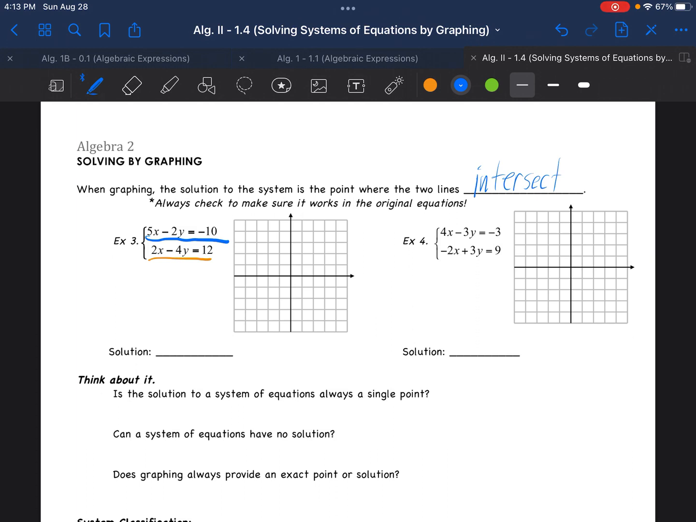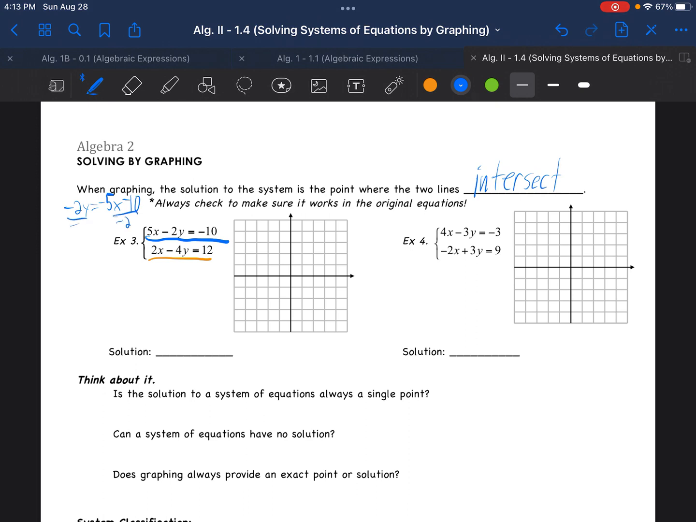So for the first equation, it would probably be easiest to graph it if we put it into slope-intercept form, so solving for y. So that's going to happen by moving the x to the other side. So positive 5x is going to subtract from both sides. So we'll have negative 2y equals negative 5x minus 10. Even though this is a negative 2y, you still have to subtract the 5x from both sides to move it, because the 5x is positive.